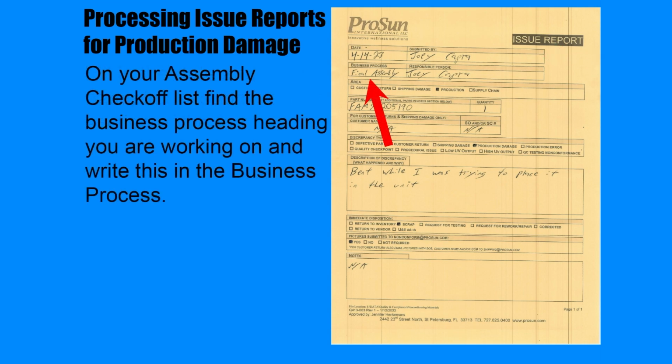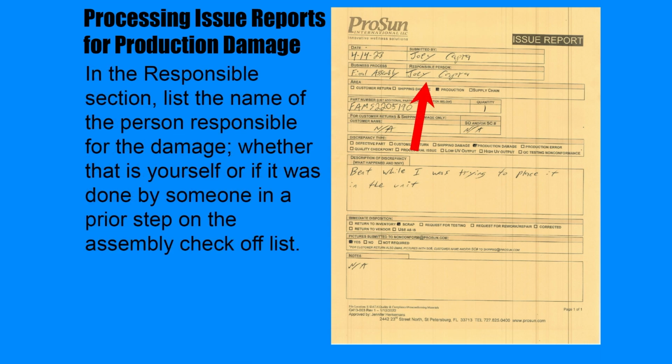On the assembly checkoff list, find the business process heading you are working on and write this in the business process field. In the responsible section, list the name of the person responsible for the damage, whether that is yourself or if it was done by someone in a prior step on the assembly checkoff list.